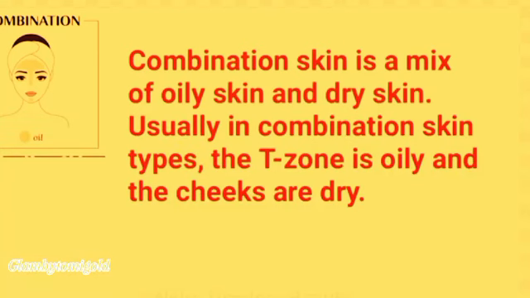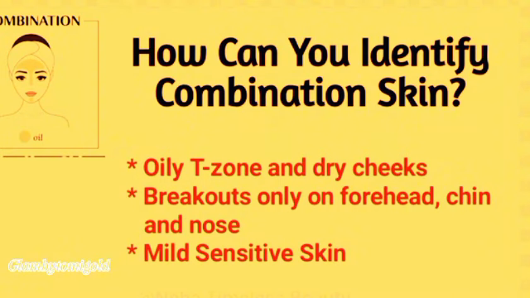Combination skin type is a mix of oily skin and dry skin. Usually in combination skin types, the T-zone is oily while the cheeks are dry. How can you identify combination skin type? Number one is oily T-zone and dry cheeks. That is, your T-zone areas are always full of oil while the U-zone areas are always dry.